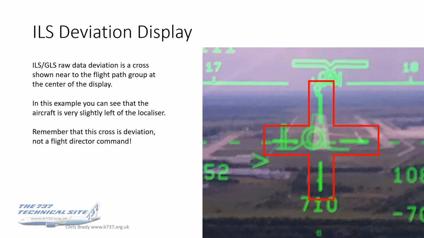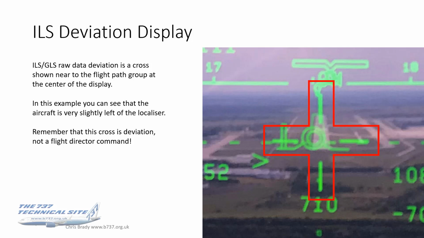Again, it was all getting so busy, I needed to zoom in for this one. So this is the previous picture, but zoomed in, and what I'm highlighting there is the ILS deviation display. So the raw data deviation is shown with a cross near the flight path group at the centre of the display. So you can see that. And it is hard to see, but you're just very slightly left of the localizer. I mean, not much, not that you get pulled up on, but just to show you the slight deviation there.